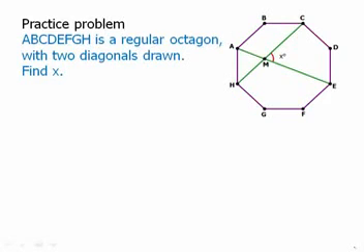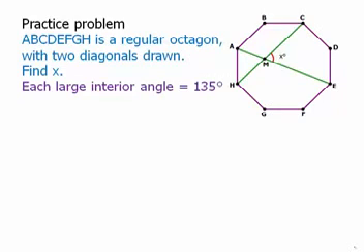So this is a relatively hard problem. Pause the video and think about this a little bit, and then we'll talk about this. Okay, so what we have is a regular octagon with two diagonals drawn, and we want to find the angle formed, angle x, the angle of two of those diagonals. Well, we have to think about this step by step. First of all, because it's a regular octagon, we know every interior angle is 135 degrees.